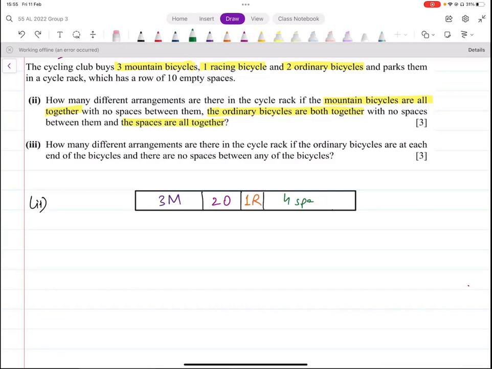Is this clear to everyone? Any issues with this? Yeah. Diagram clear hai? Yes, sir.